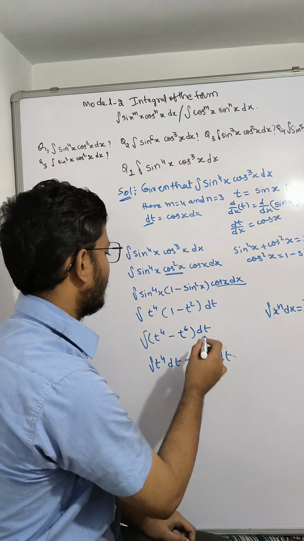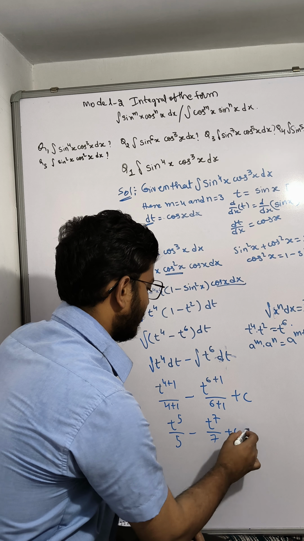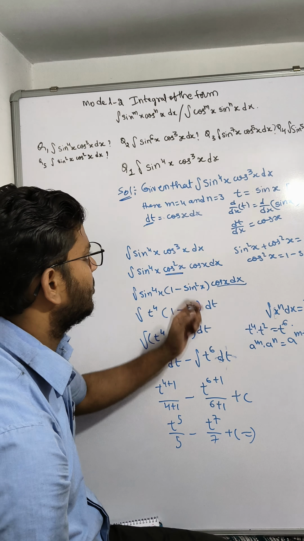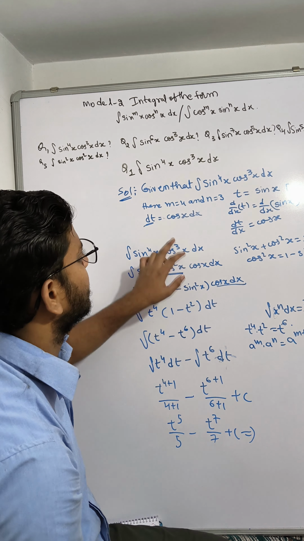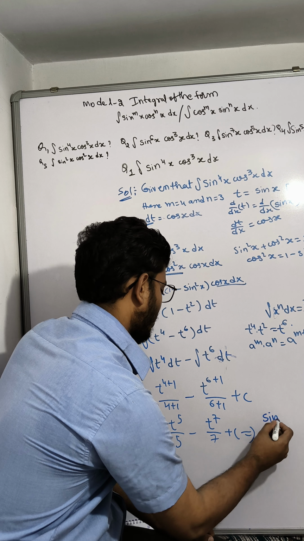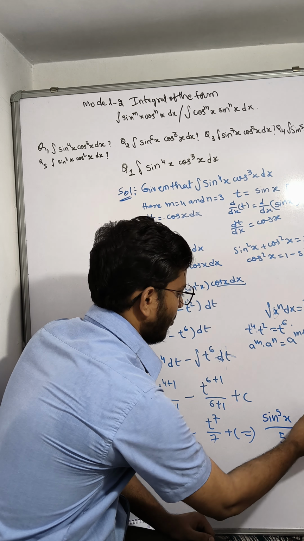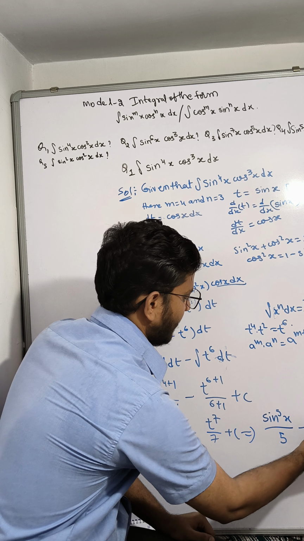Okay, now we get t to the power of 4 plus 1 by 4 plus 1 minus t to the power of 6 plus 1 by 6 plus 1 plus c. Therefore t to the power of 5 by 5 minus t to the power of 7 by 7 plus c. Therefore what is t? t is sin x. Then sin to the power of 5x by 5 minus sin to the power of 7x by 7 plus c.